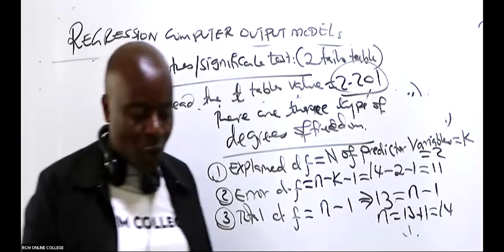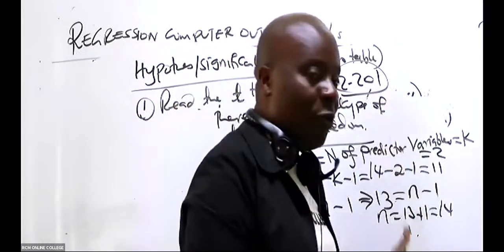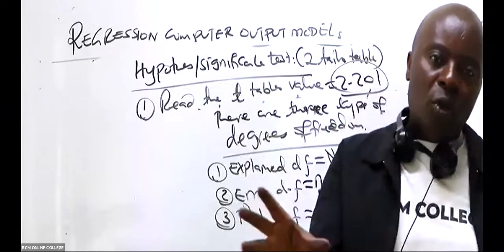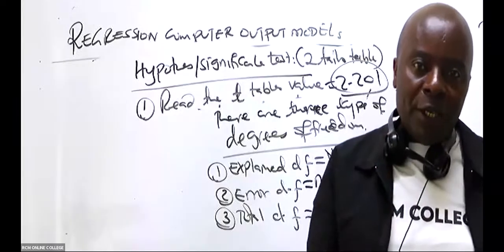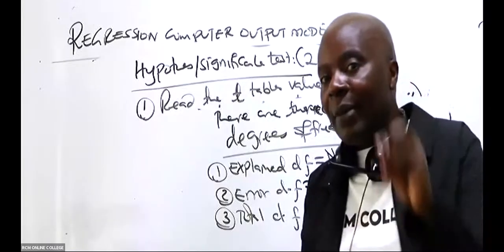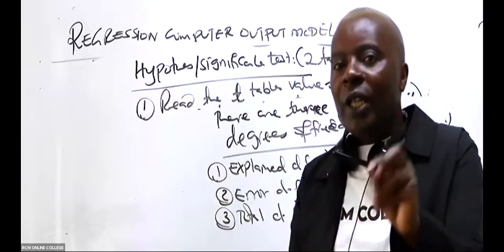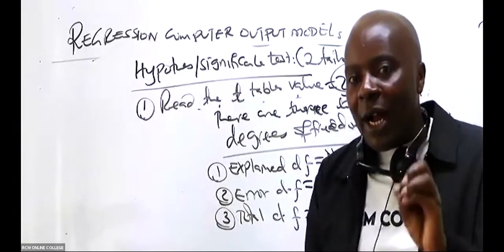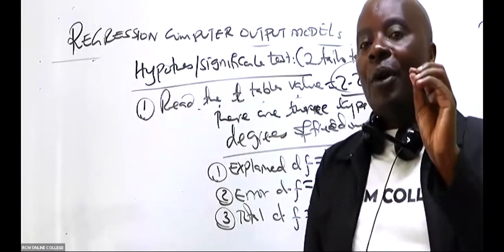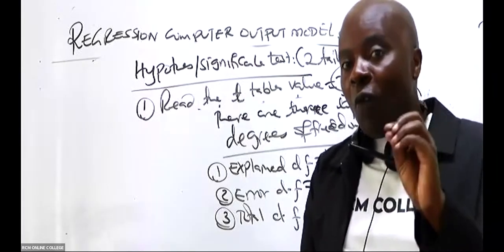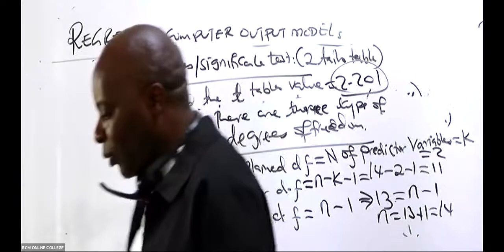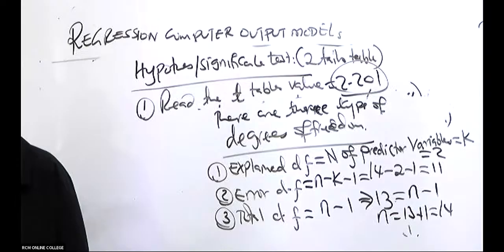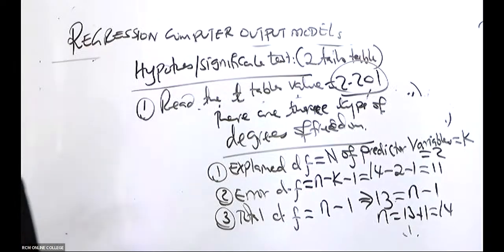So please listen to me very well. In most cases, they will not give you these degrees of freedom. Whenever it comes to regression, reading of the t-critical, or t-tables value, we shall always use that n minus k minus 1. Because we want to see whether our predictor variables have errors. So you're using the error degrees of freedom. So up to there, ladies and gentlemen, are we together? Yes. So then let's continue.